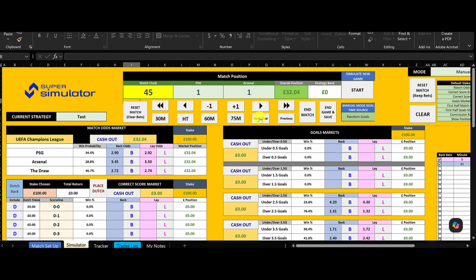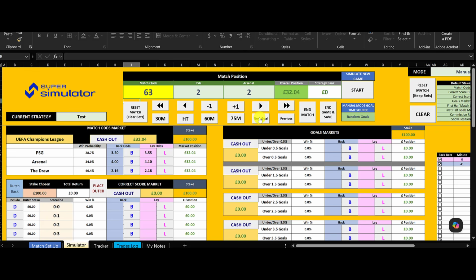Okay, Arsenal get back into it right on half time, 45 minutes. And then Arsenal turn it around, 54 minutes. Okay, it was quite interesting. Let's see what happens here. Okay, 63 minutes, it's back at 2-2.